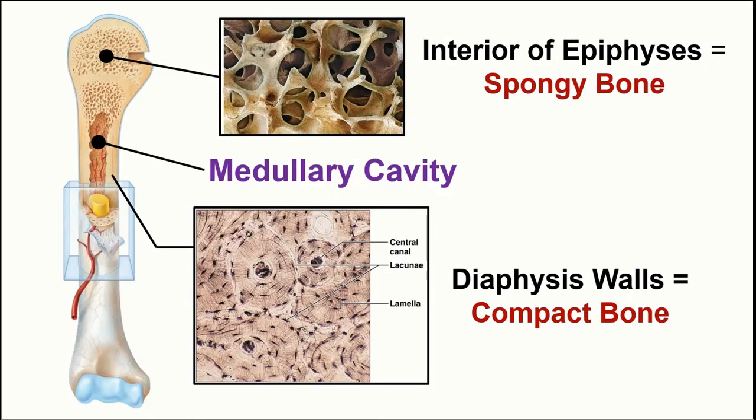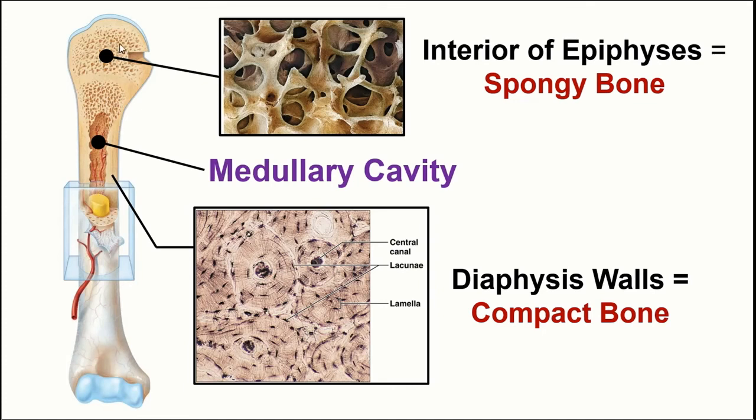Most of the interior of the diaphysis is actually composed of a hollow cavity called the medullary cavity. Now, in living bone tissue, it's not actually empty. There's actually a material that fills it that we'll look at in the next couple of minutes here.